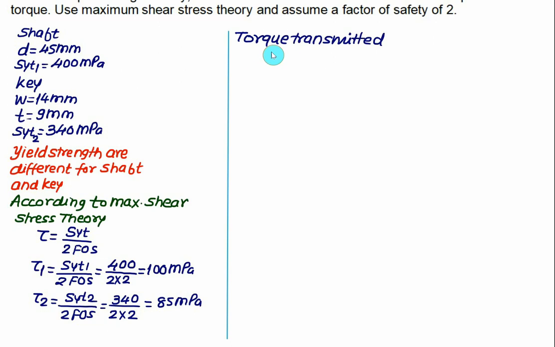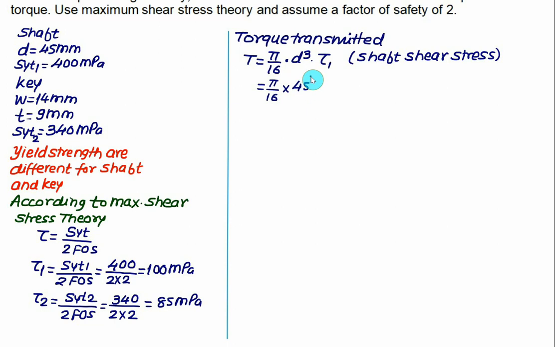First we calculate the torque transmitted, which is given as T equal to pi by 16 multiplied by D cube multiplied by tau. This time we are selecting the diameter of the shaft, so we have to select tau for the shaft, which is the same as tau 1. So we have pi by 16, diameter you have to take as 45, so 45 cube, and the value of tau 1 is equal to 100. The torque transmitted is 1.8 into 10 to the power 6 Newton mm.